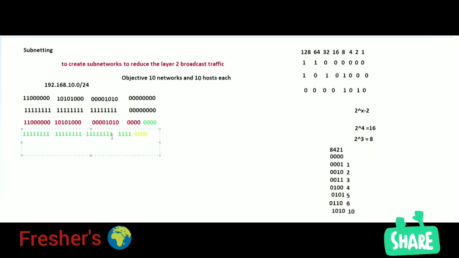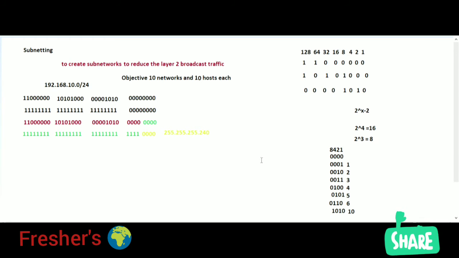Okay, the decimal format of the subnet mask is 255.255.255 and then 4 ones: 128 plus 64 is 192, plus 32 is 224, plus 16 is 240. So the value is 240. This is the subnet mask we are going to use for the subnetworks.